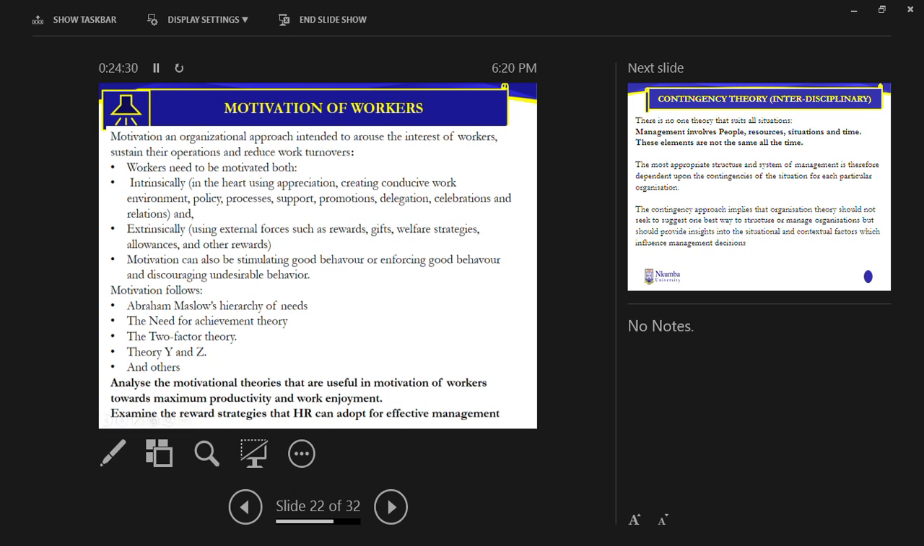That kind of embarrassment. So this is extrinsically motivating. Extrinsically requires using external forces, such as physical things, to reward, to give gifts, and like wealth allowances are also extrinsic. Whichever reward can be physically given, it is extrinsic.